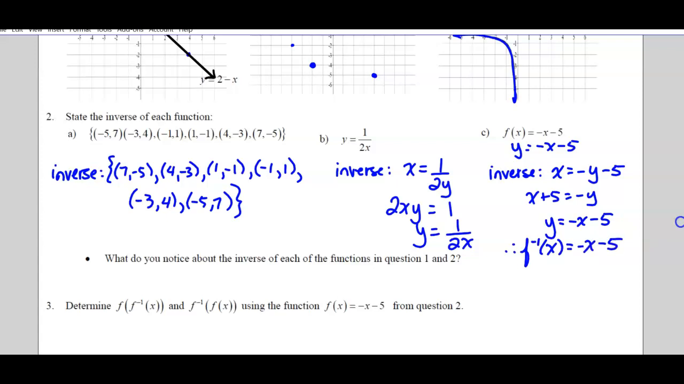Okay, so this is function notation. When I find the inverse, I can use f inverse of x. Notice in all of these, I got the same as the original. So 7, negative 5 was that one, there, there, there, and there. The original and the inverse are the same. The original and the inverse are the same. So what do you notice? The original and the inverse are the same.